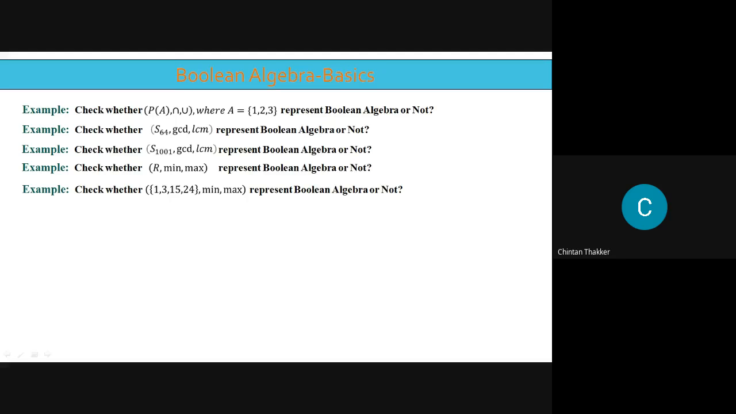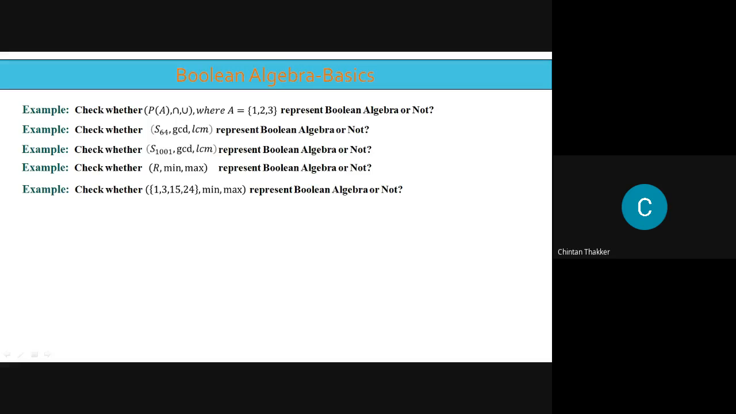क्या हुआ, कोई आंसर क्यों नहीं दे रहा है? 1001, so prime factorization is 7, 11 and 13. So here prime numbers are not repeated, so it is a Boolean algebra.